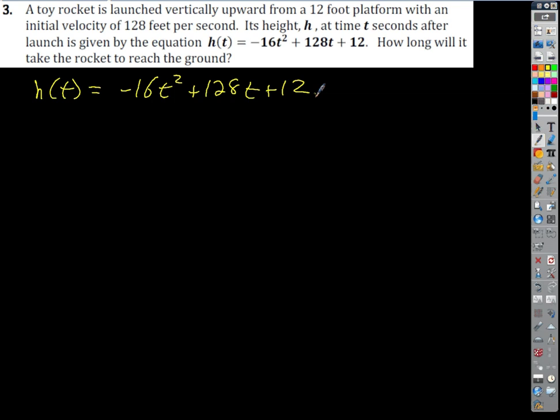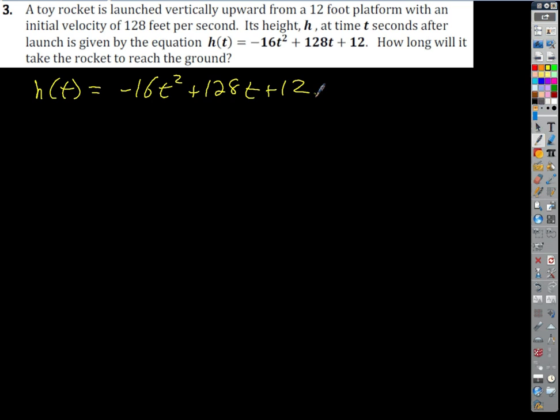Okay? Now, if those were x's, you could tell me some things about this function already, couldn't you? It's quadratic, so it's a parabola. What are the values of a, b, and c? Because it's in standard form. -16, 128, and 12, right?